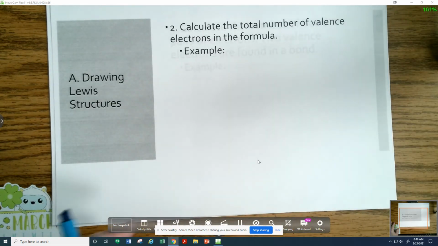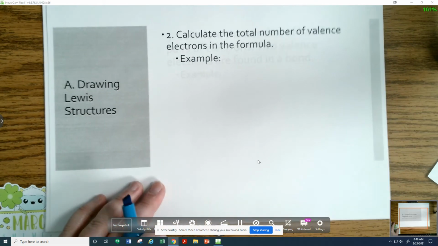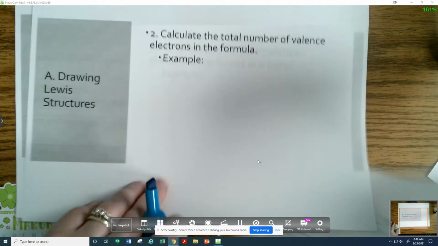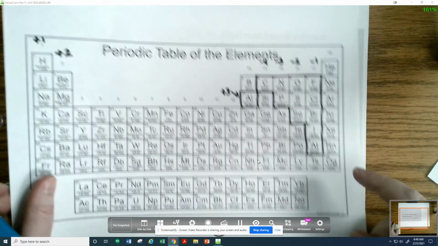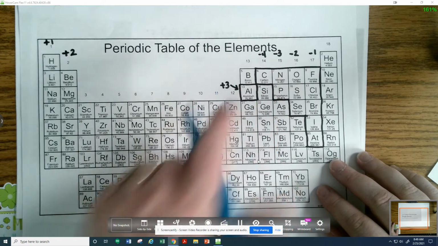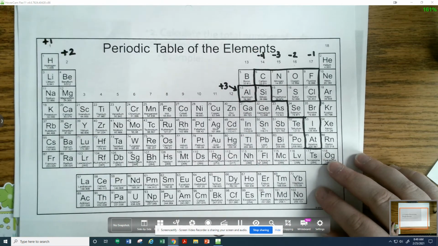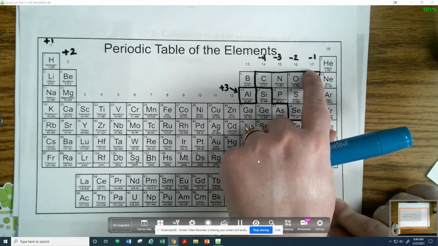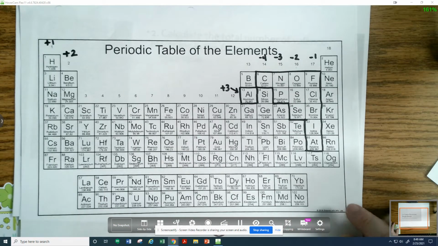From there, what we need to know about our molecule is how many valence electrons are available. Looking at my periodic table, if you remember, carbon is in family 14. If you cover up the 1, that means it has 4 valence electrons. Fluorine is a halogen. It's in family 17, therefore it has 7 valence electrons.